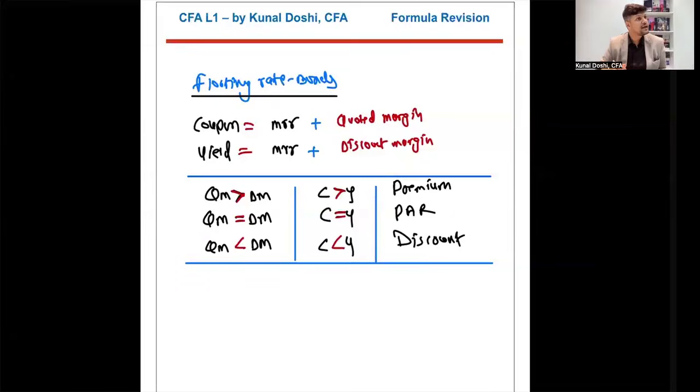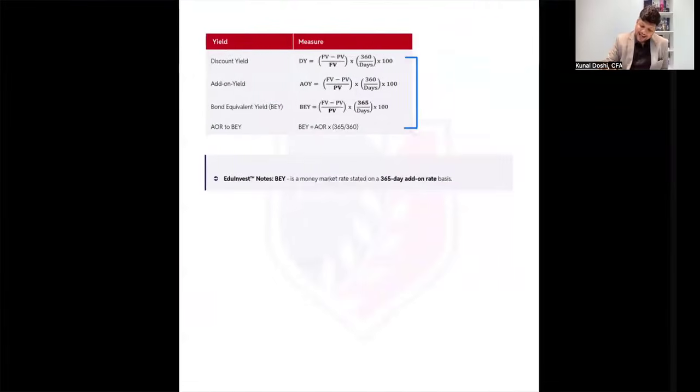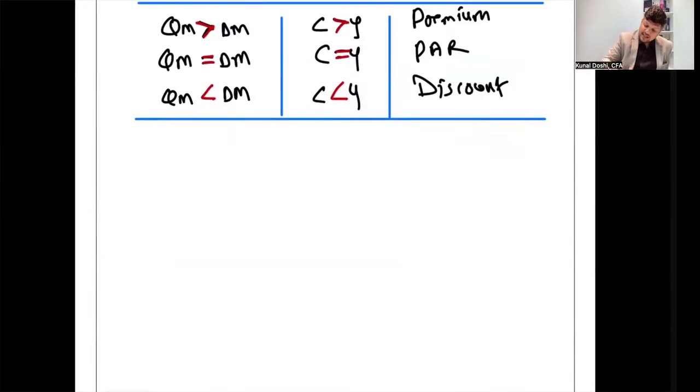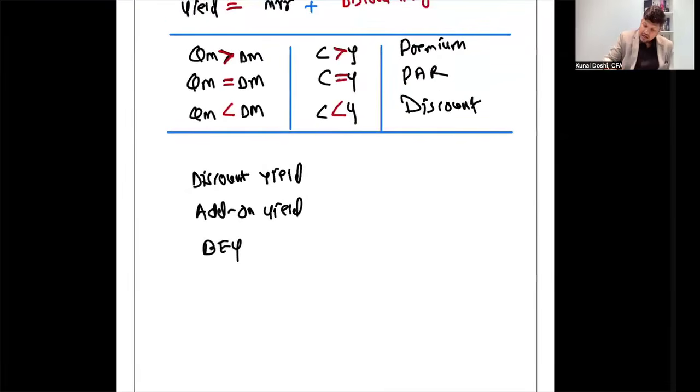Crystal clear, everyone? Floating rate bonds. In this topic, we have two things, floating rate bonds, and then there are these yields. Money market yields, very highly testable. And actually, you will notice it is nothing but the holding period return formula, FV over PV. Now, the easiest way to remember the three yields: what are the three yields? Discount yield, very good, add-on yield, and bond equivalent yield. All the three are money market yields.